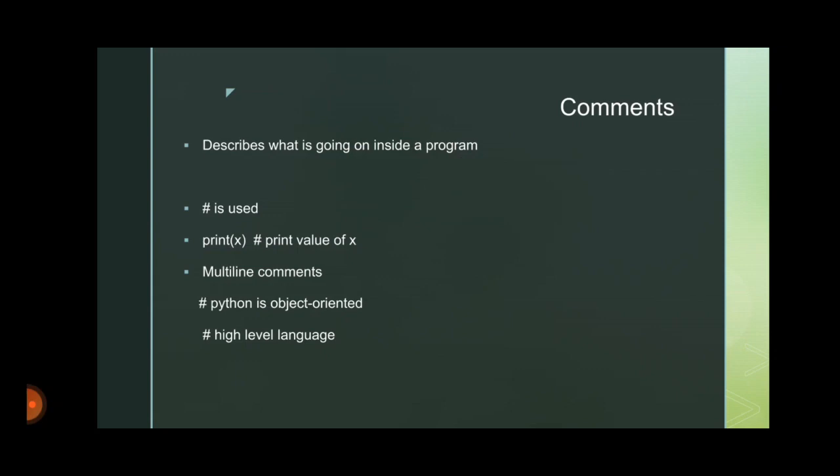To specify that it is a comment, we have to put a hash symbol at the start of the comment. For example, after the statement print x, I specified hash, print value of x. That is, when we read the program, we can identify that the print x statement prints the value of x. It specifies what is going on inside a program. It's a simple comment, hash print value of x. We can specify multi-line comments, which branch into multiple lines, easily in the following format.